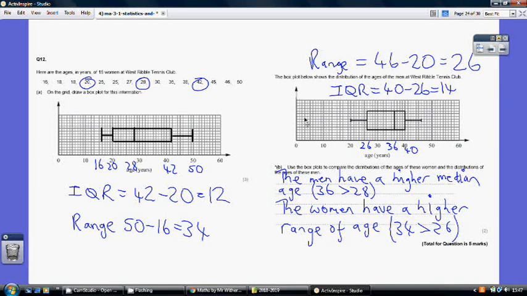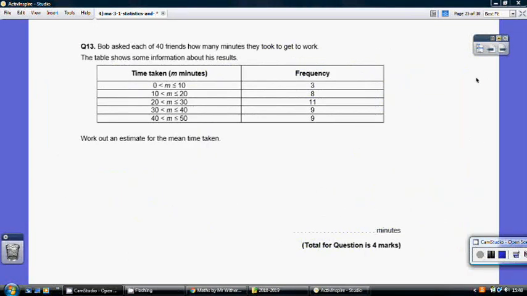So part B, then, we're given the distribution of the ages of the men. So again, we're being asked to compare the distributions. So again, one comment on median, one comment on either range or interquartile range. So I've said the men have a higher median age. They do, because 36 is higher than 28. But the women have a higher range. Now the range for the women is 50 take away 16, which is 34.